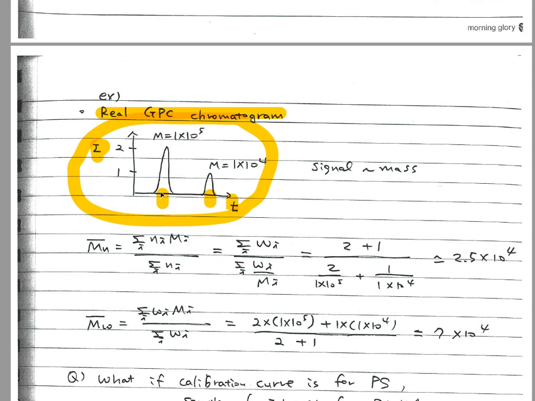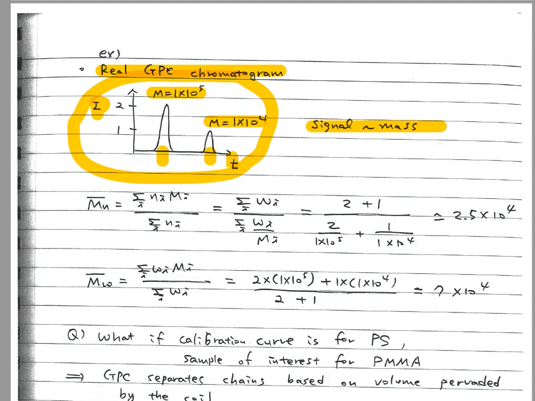Let's see that there are two peaks in this GPC chromatogram. The first one is molecular weight of 100,000. The second one is 10,000, with relative intensities of 2 and 1. And we know that this intensity, the signal peak size, is proportional to the mass of the polymer samples, right? So if you have this kind of GPC chromatogram, you can easily determine the number average and weight average molecular weight of these samples.